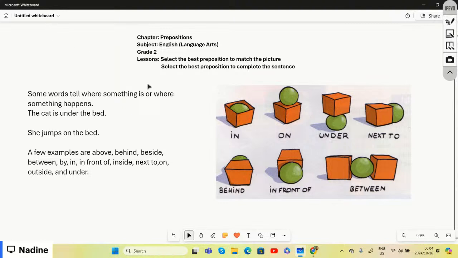it is to select the best preposition to match the picture and also to select the best preposition to complete the sentence. So that is going to be our lessons for today: to select the best preposition to match the picture and to select the best preposition to complete the sentence.